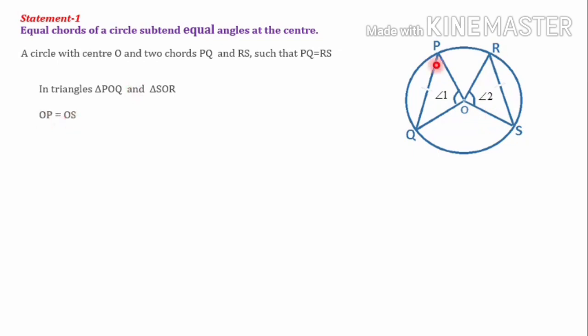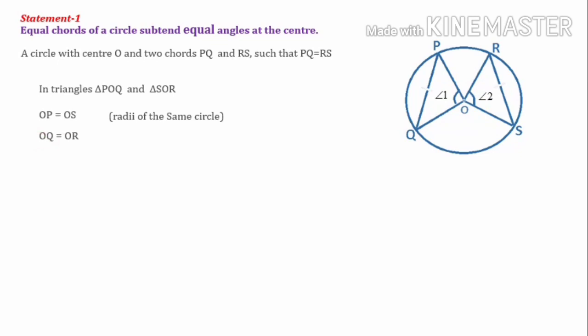Then OP is equal to OS, because they are the radii of the same circle. Since the circle is the same, OQ, OS, OR and OP are all radii, so they are equal in length. Again, OQ is equal to OR.